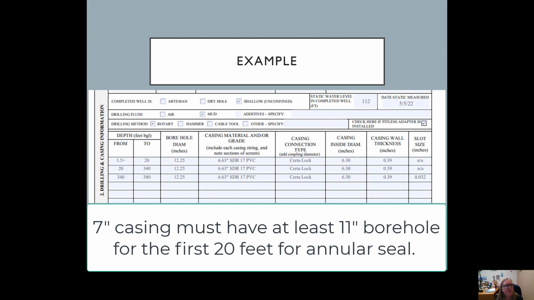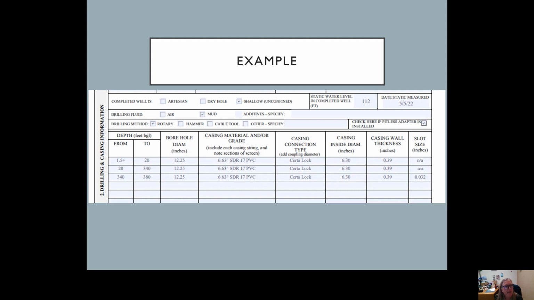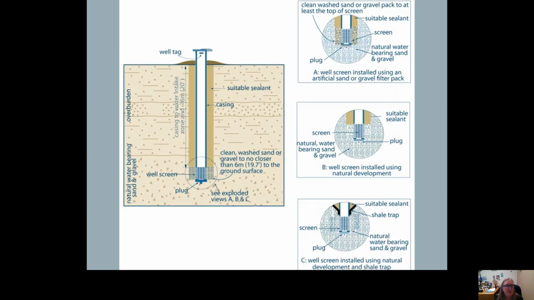And from 340 feet to 380 feet is where it's slotted. And it shows the size of the slots of the screened interval. So we know now this is a solid cased well down to 340, and then it's got a screened interval from 340 to 380. This is an example of a well screen and how the gravel pack is put in, and a naturally developed well that does not have gravel packs.